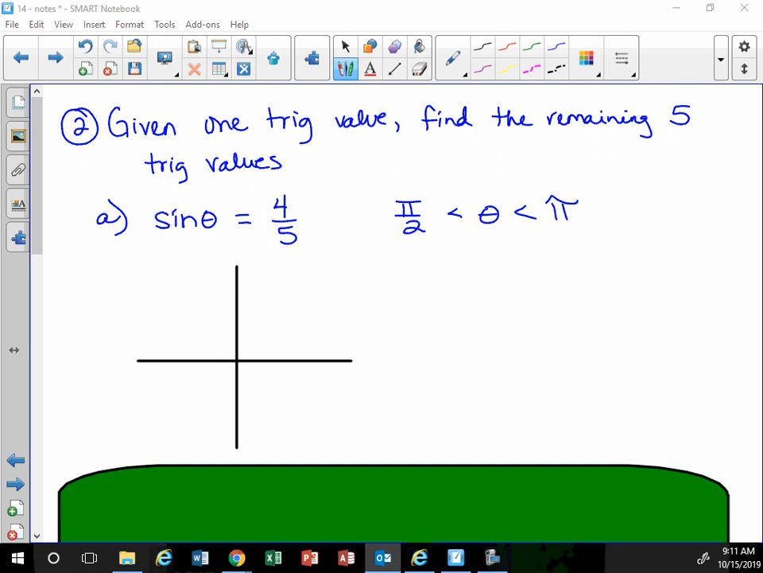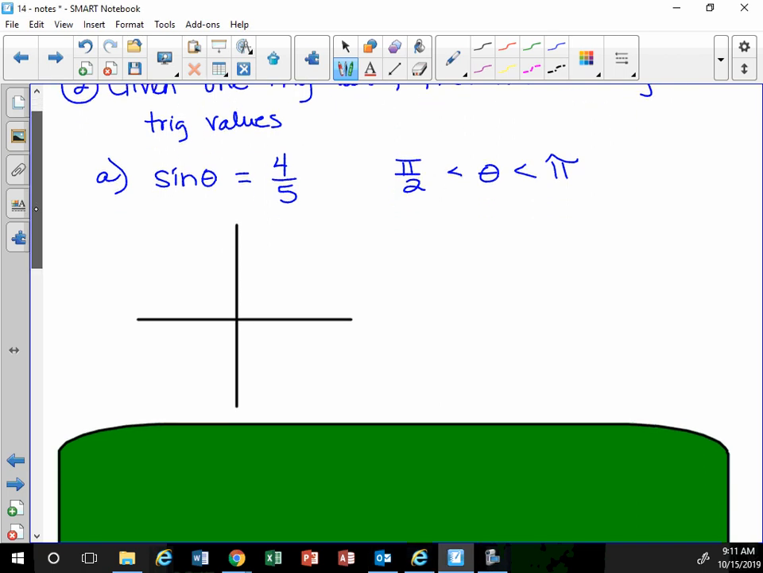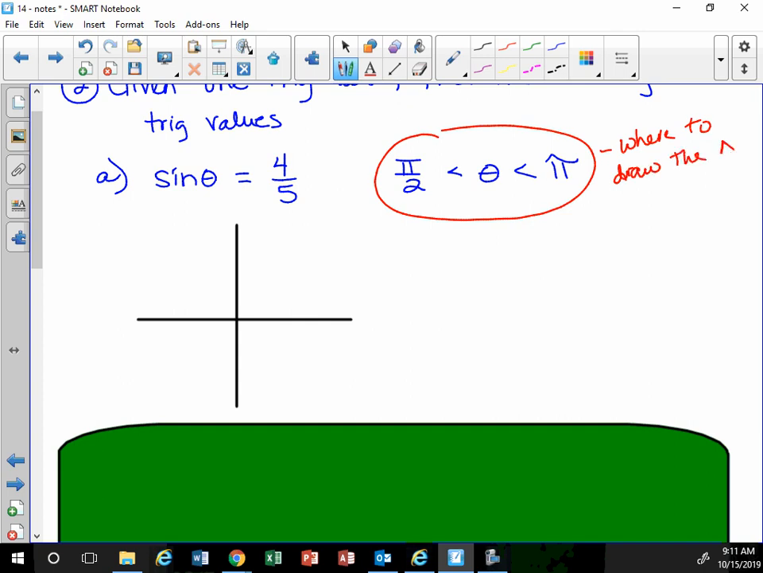All right, so instead of giving you an ordered pair, I'm giving you different information this time. I'm telling you what the sine of theta is, and then this weird pi over 2 is less than theta is less than pi. So first, let's figure out what that means. This is telling me where to draw the triangle, okay?